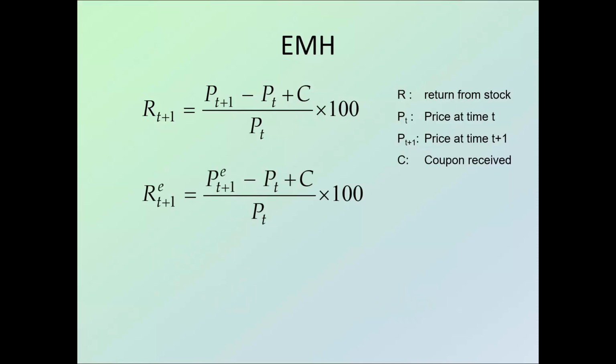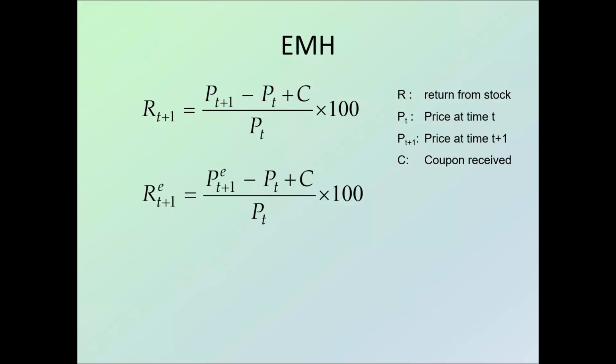Now, this is the actual return. What is the expected return at that time? Well, the expected return is everything the same, because we already know today's price and today's coupon or dividend. We have to expect a certain price at the end of period t plus 1.